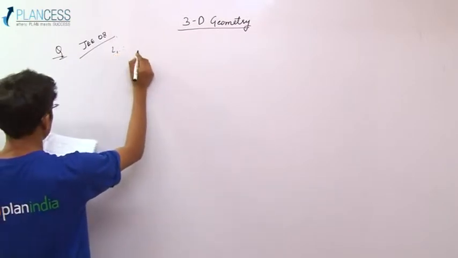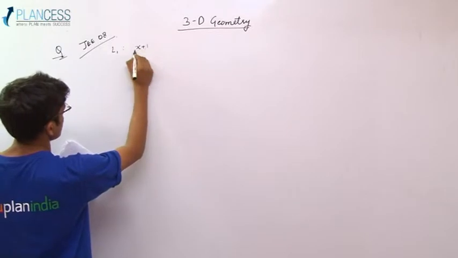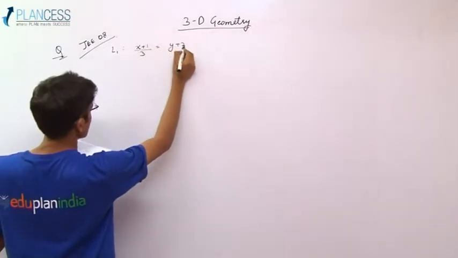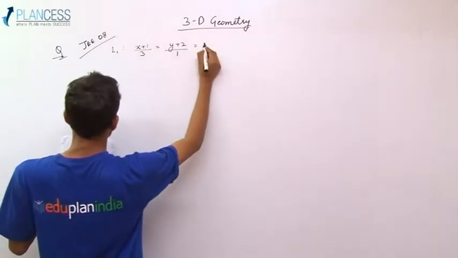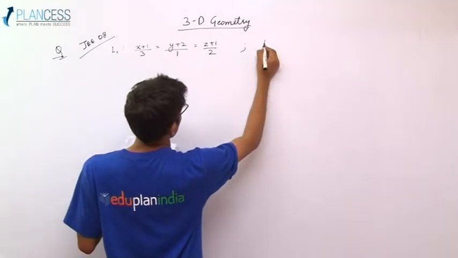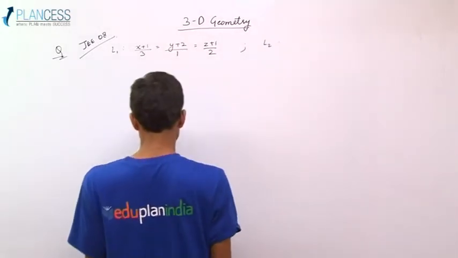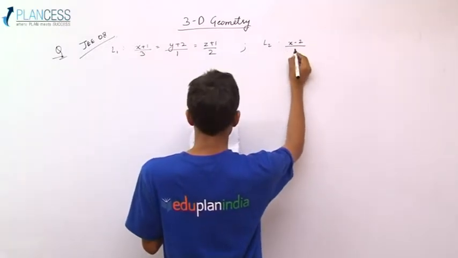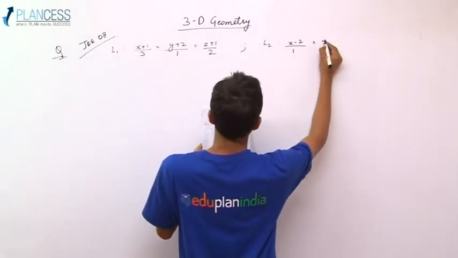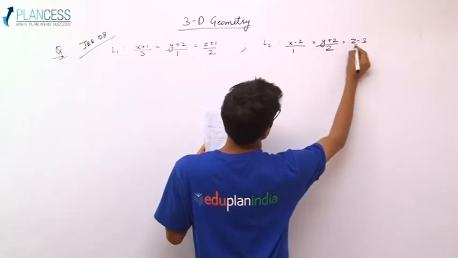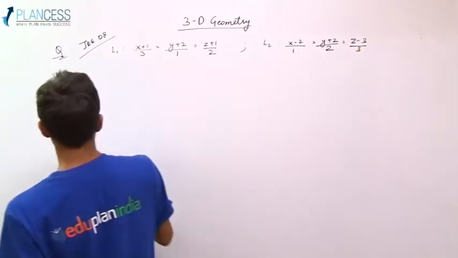There are two lines. L1 is (x + 1)/3 = (y + 2)/1 = (z + 1)/2, and L2 is (x − 2)/1 = (y + 2)/2 = (z − 3)/3. So let's see the comprehension.